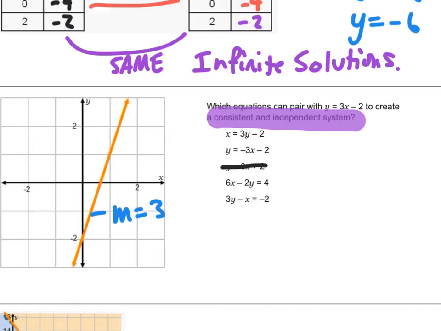I do know here that my slope m is equal to -3. So that will intersect it just once. Okay, so that one is good. That second one is good.